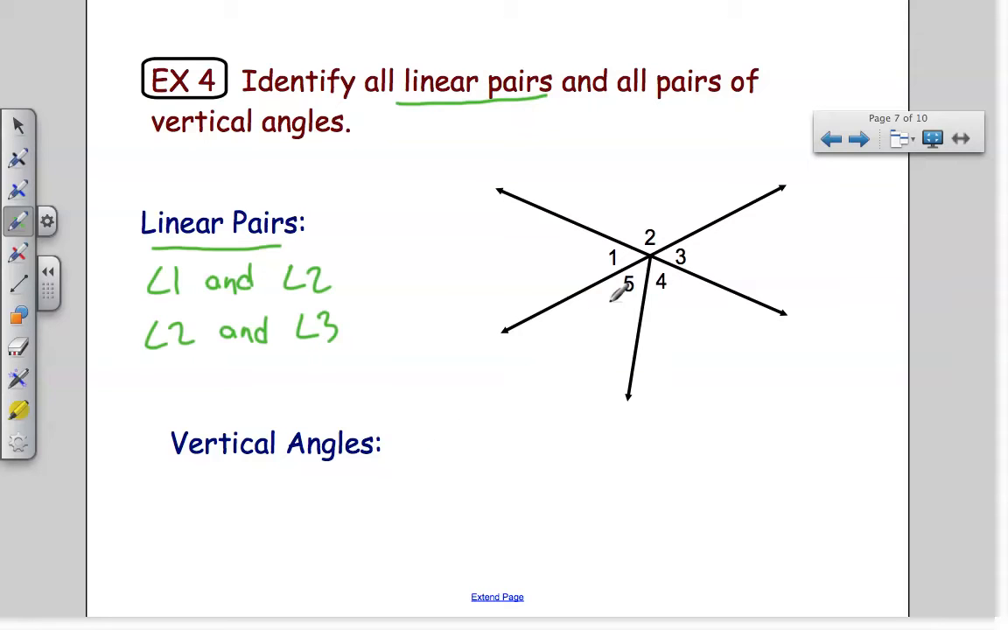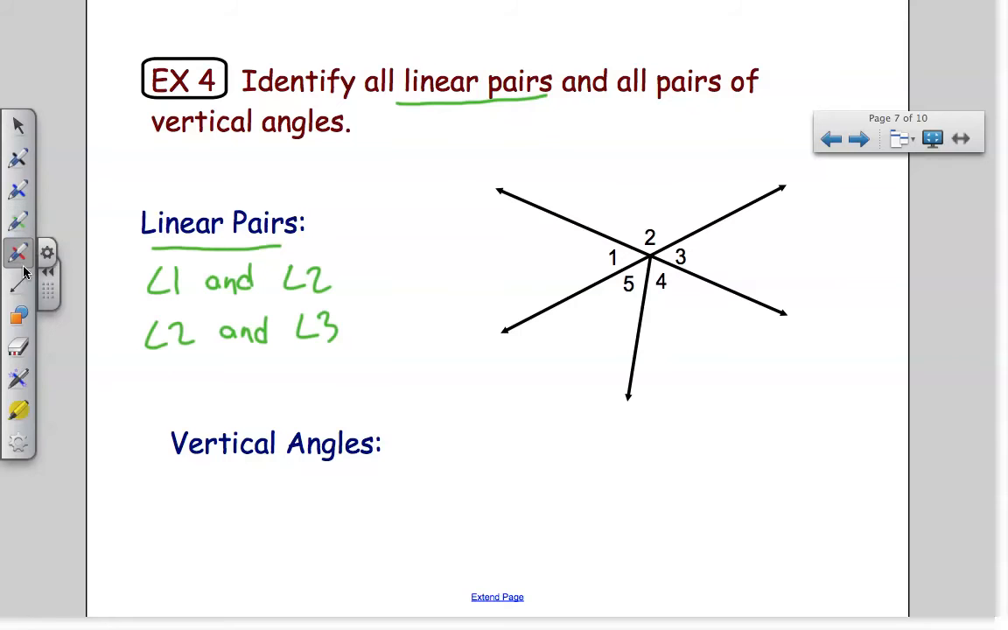Unfortunately, there aren't any other sets of linear pairs, because if I look at this line and the other side of it, it was 3, 4, and 5 together, that would add to 180. And we really only want pairs. And if you look at this line and the other side of this line, it's 1, 5, and 4. And again, 3 angles, not really a linear pair.